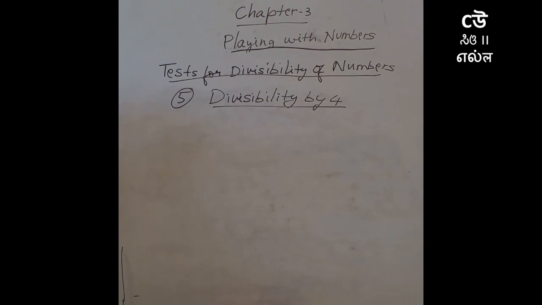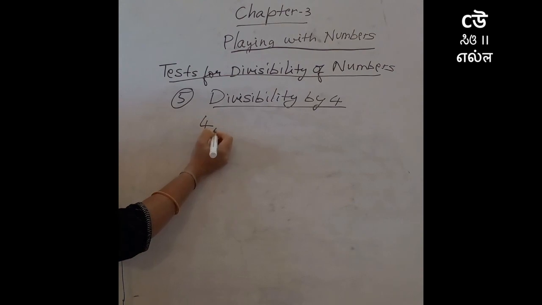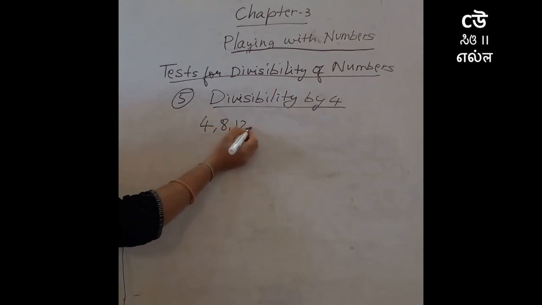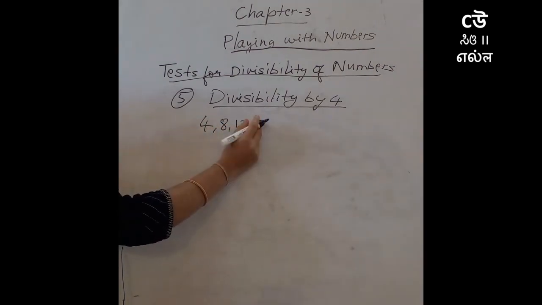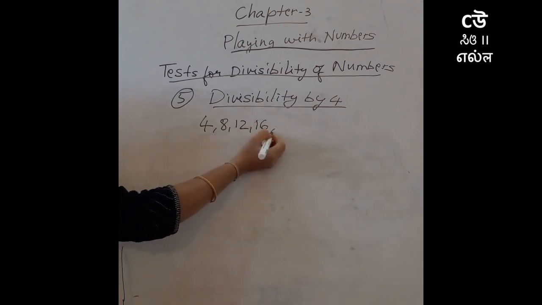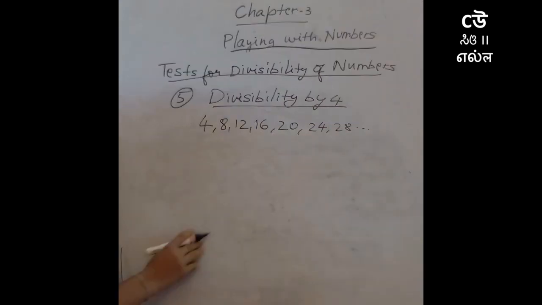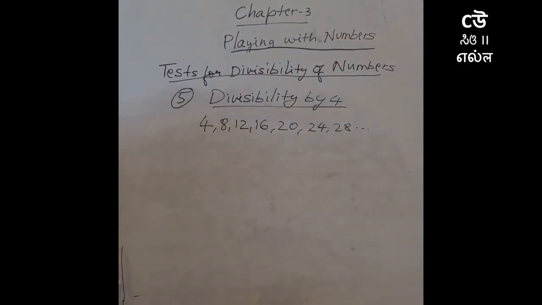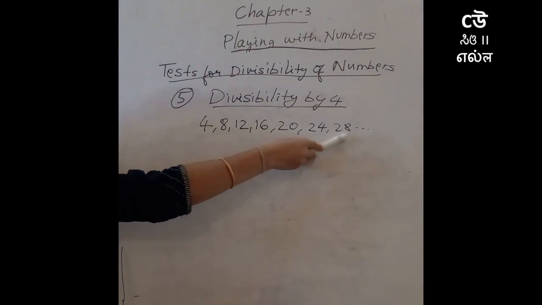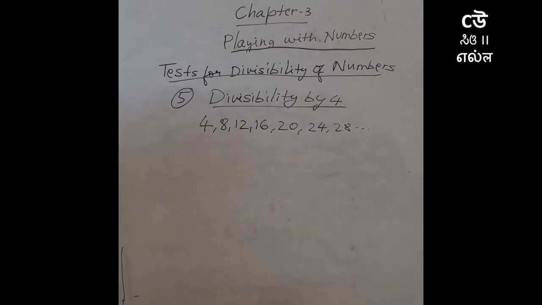Okay, so what are the multiples of 4? We have 4, 8, 12, 16, 20, 24, 28, and so on. So can we find any pattern in this, children? We have 4, 8, 12. In the ones place we will have 4, 8, 2, 6, 0, 4, 8, 2, 6. Right? So here we can't observe any pattern with a particular number.